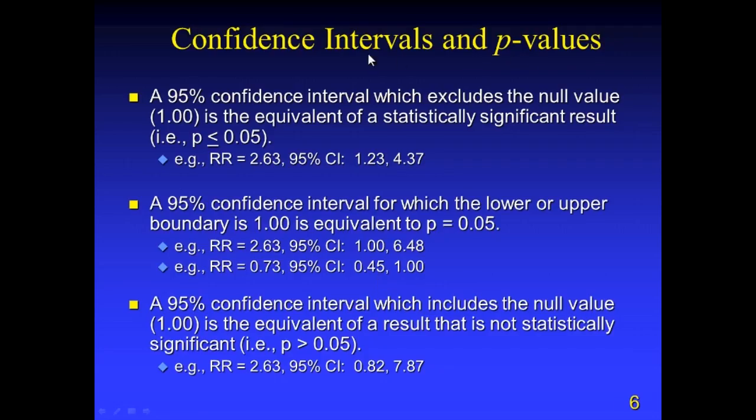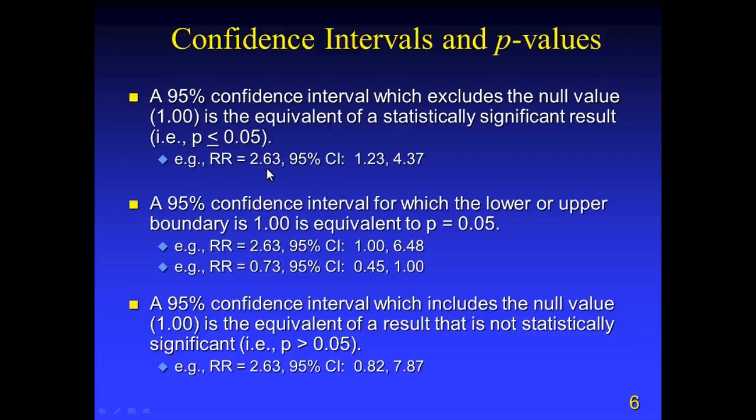So how do we relate confidence intervals to p-values? It depends very much on whether the confidence interval includes or excludes the null value. With relative risks and odds ratios, the null value is of course 1. If the 95% confidence interval that we get from our study does not include the null value, then we can say that this is equivalent to a p-value of less than 0.05.